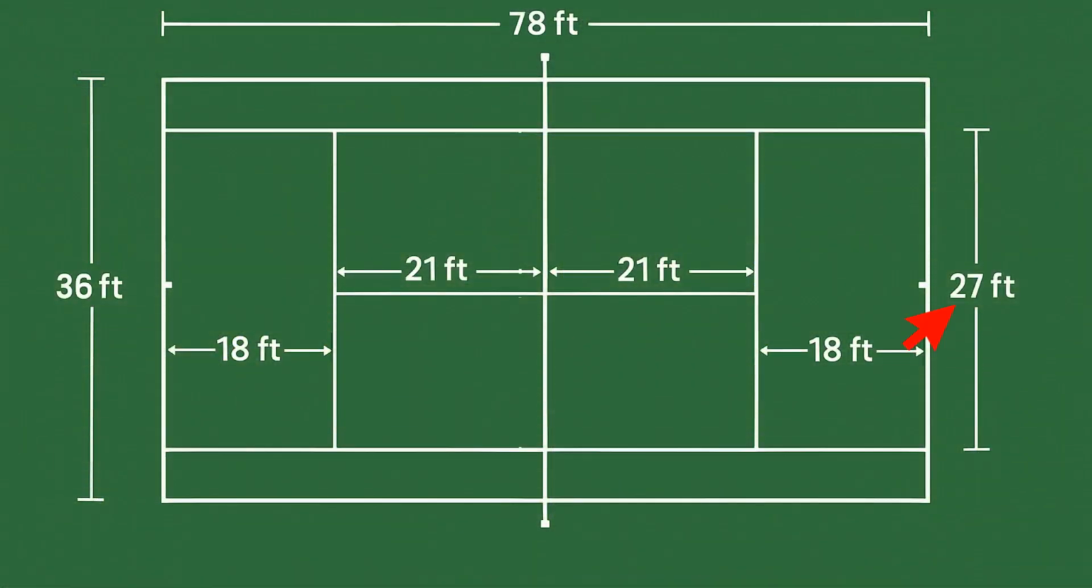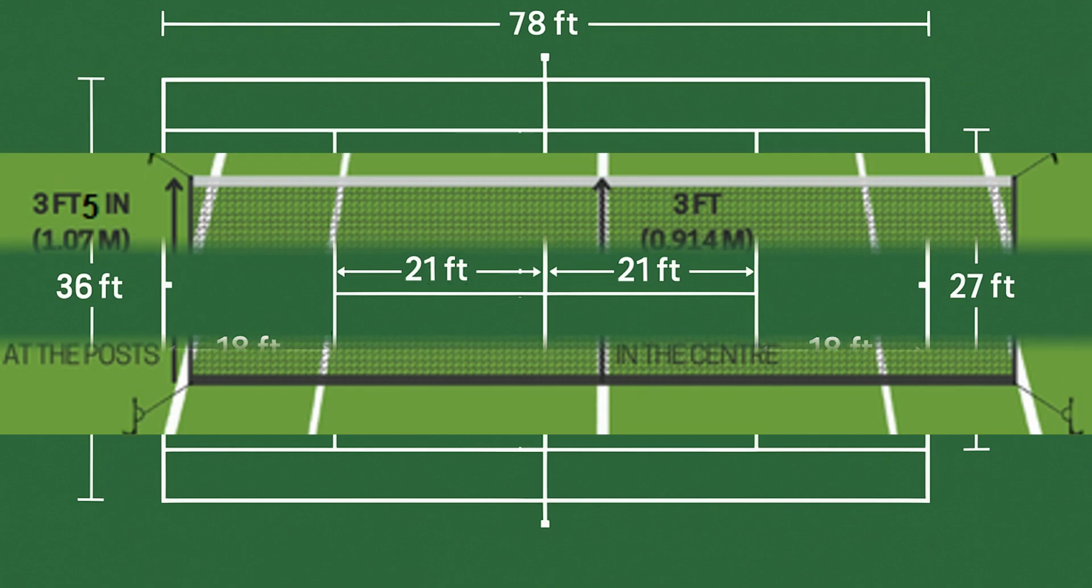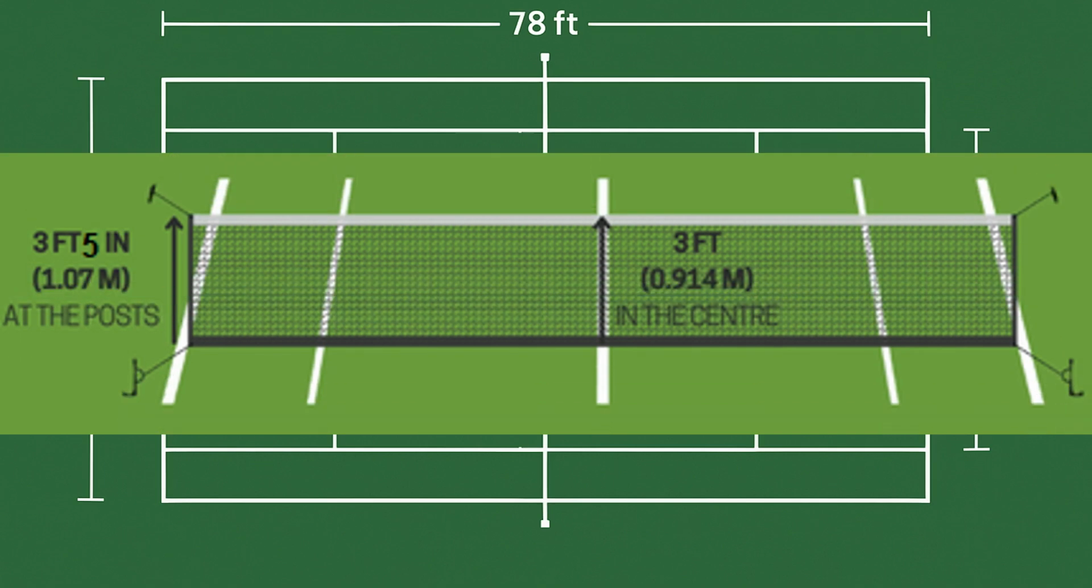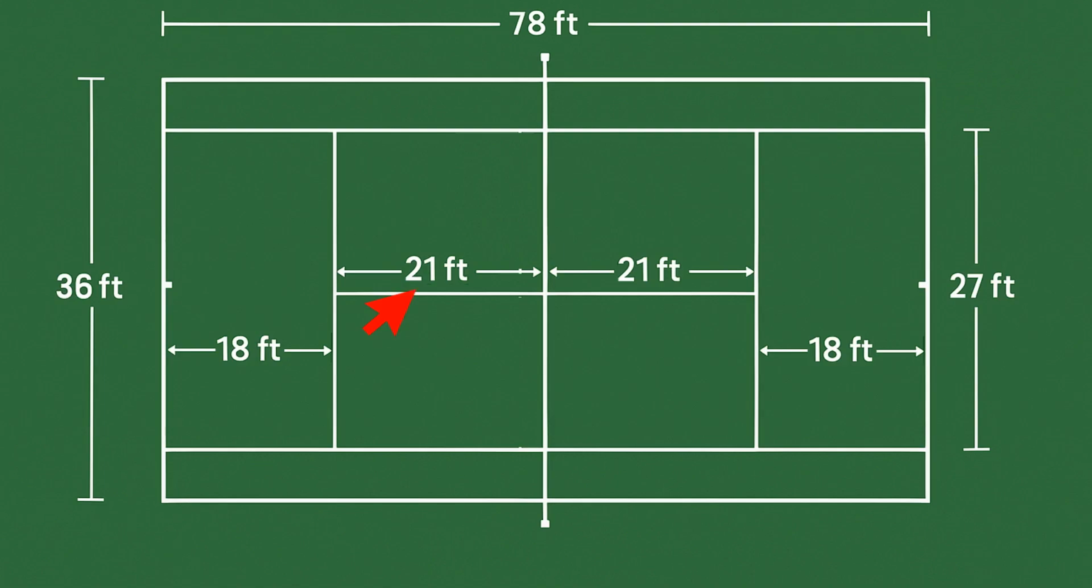Width, 27 feet for singles, 36 feet for doubles. Net height, 3 feet at the center, 3.5 feet at the posts. Service line, 21 feet from the net. Baseline to service line, 18 feet on each side. These dimensions have remained consistent since the 1880s, ensuring uniformity across professional tournaments.